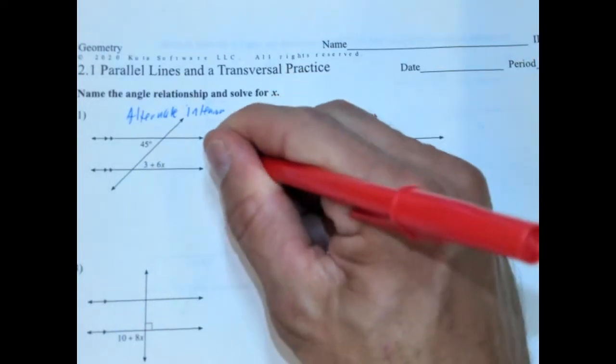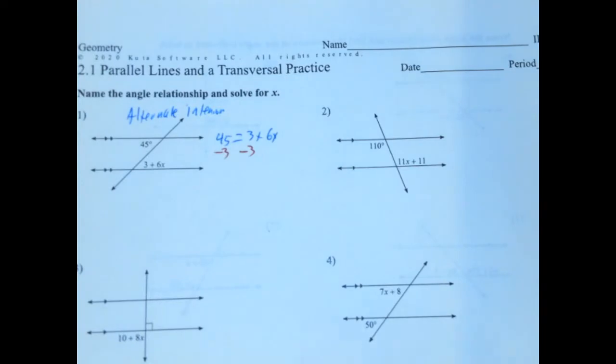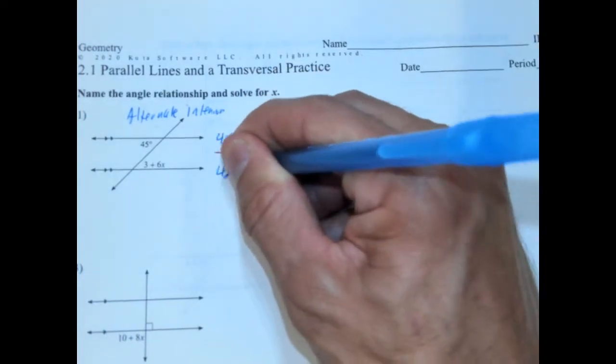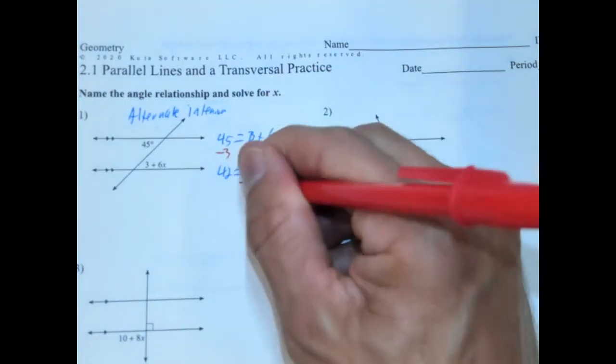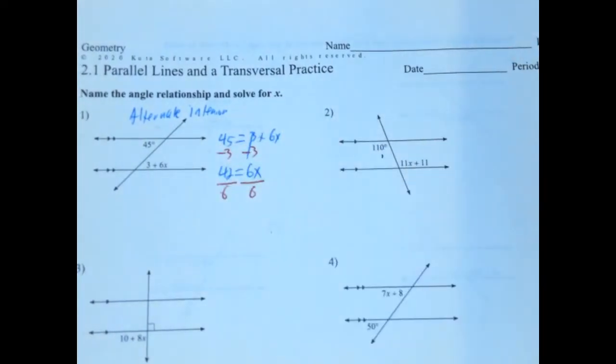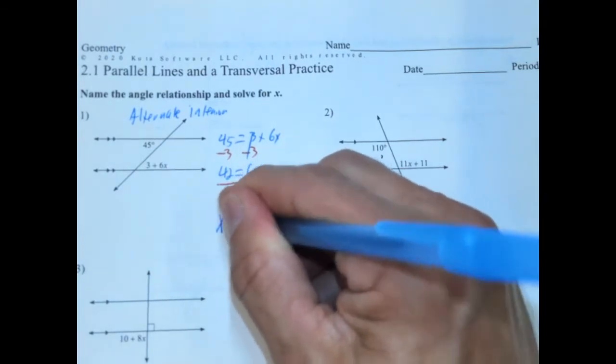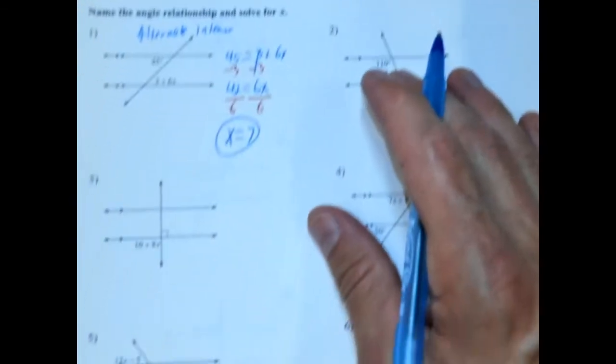So we're going to subtract 3 from both sides. And that's going to give us 42 equals 6x. And then we're going to, sorry, not subtract, we're going to divide both sides by 6. And x would be equal to 7. There you go. All right, next one.